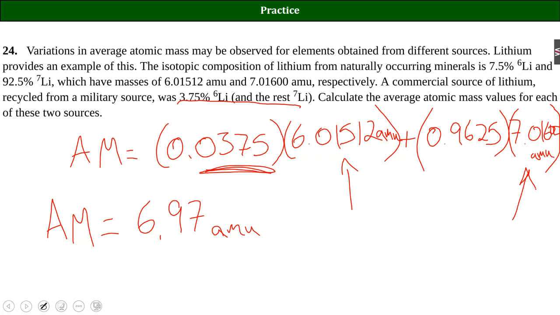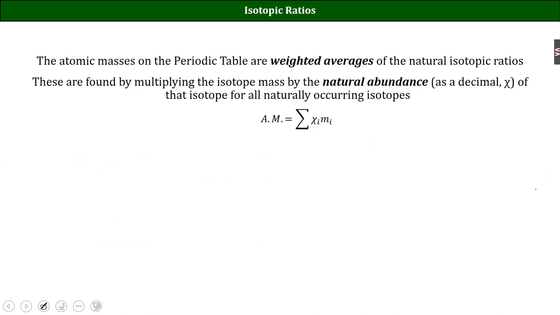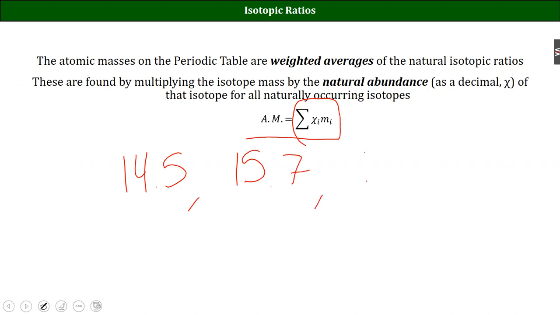One more point about weighted averages. If I go back to this equation real quick, that's actually the formula for every average. The average that you're used to doing, how do you usually calculate the average of 3 points? Let's say we're averaging 14.5, 15.7, and 13.0. How do you find the average? Add them up and divide by 3, right?